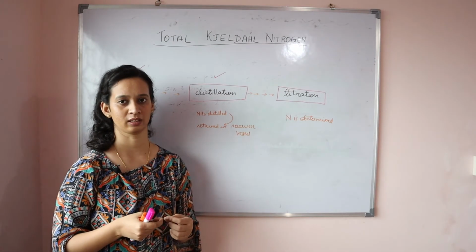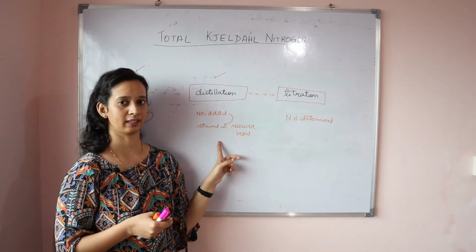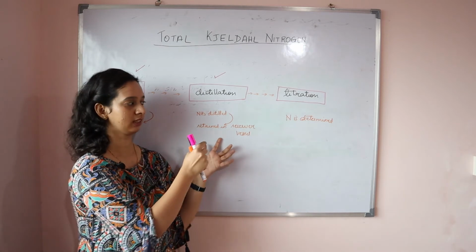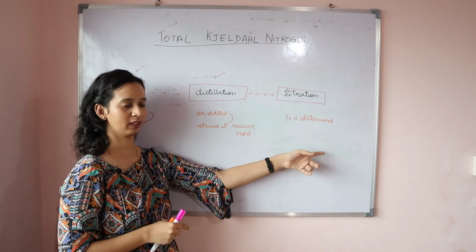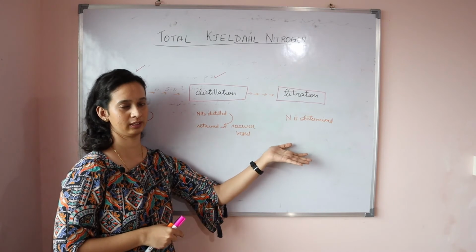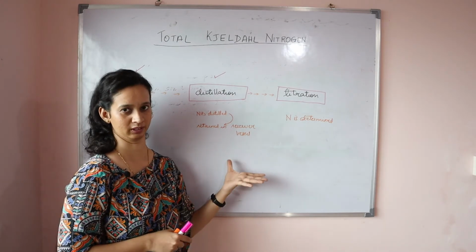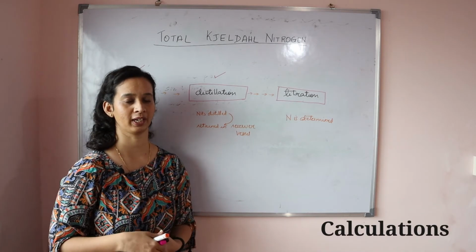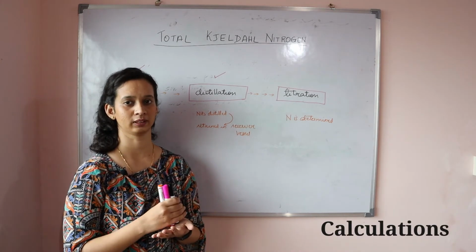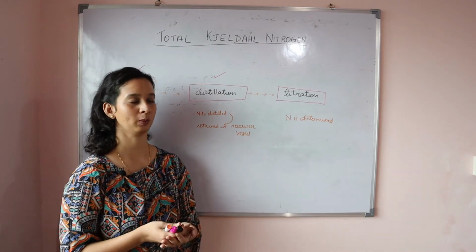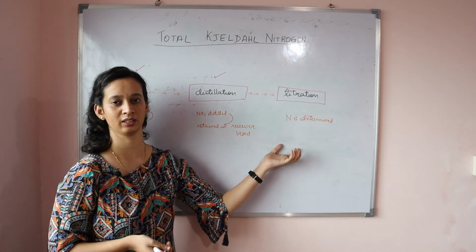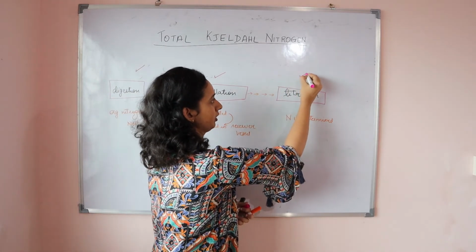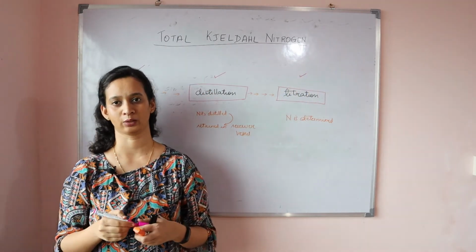How do you determine the color change? Whatever color was there before starting the distillation, the same color needs to be observed after titration. Then you can say that the color change is observed. So let's move on to the calculations. How are we going to quantify the percentage of nitrogen from the burette reading which you get from your titration? So we are done with the titration step. Now we are moving on to the calculation part.